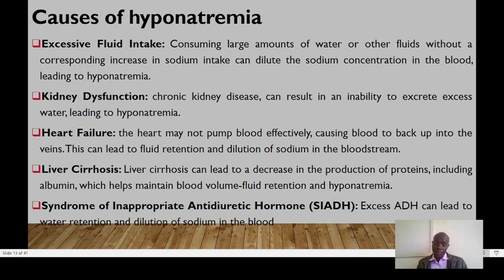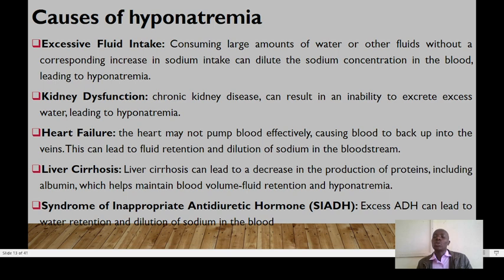Causes of hyponatremia: this is a reduced amount of sodium. Maybe you could have excess fluid. If you take excess fluid intake without a corresponding increase in sodium intake, it can lead to dilution of the sodium concentration in blood.